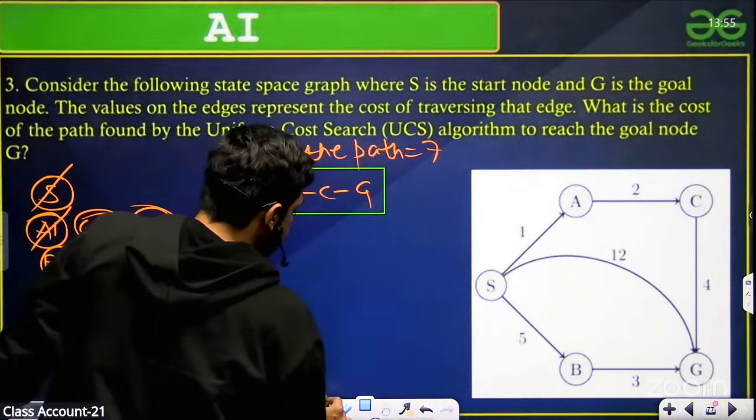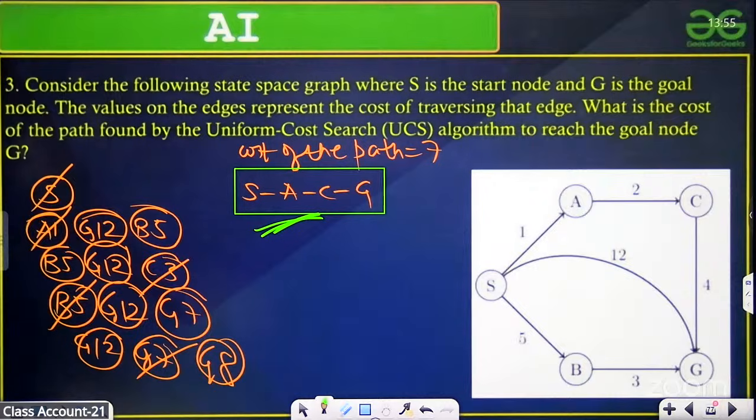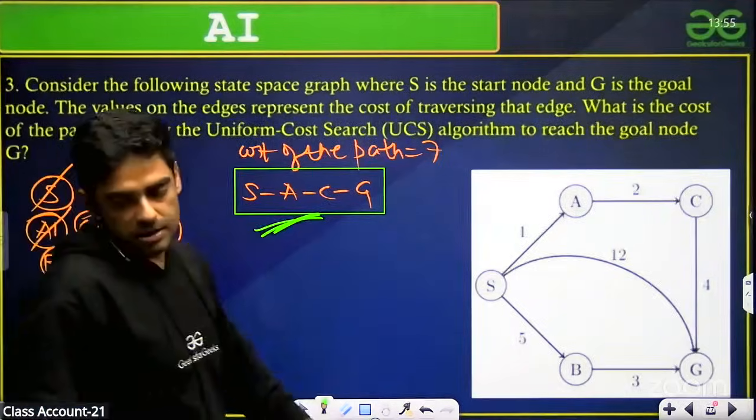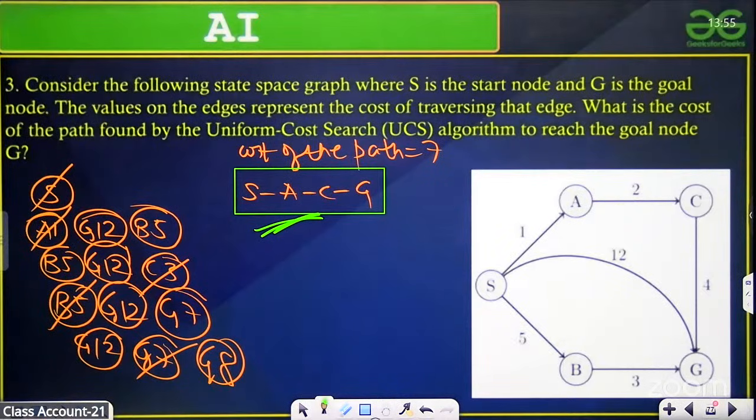And what is the path that I have been given? So this is the path. Such questions may come where the UCS algorithm should be clear to you. You should be clear with the UCS algorithm.